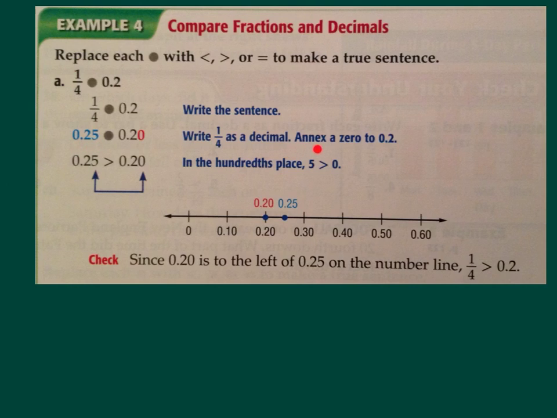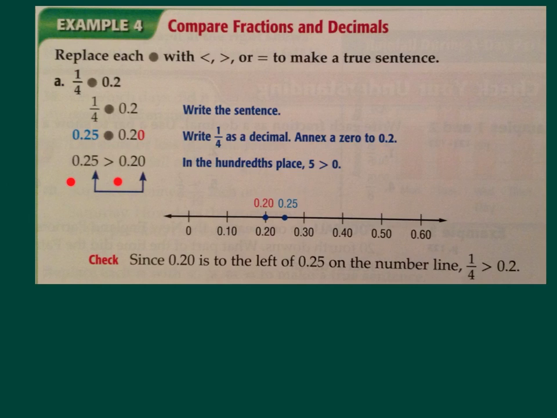Now you can see what they've done here is they've annexed a 0 to 2/10. All that means is they added a 0 at the end of this decimal. You can always add zeros at the end of the decimal and it doesn't change the value. Okay, when we had 2/10, that's like 2 dimes. When we have 20 hundredths, it's like 20 pennies. It's worth the same. Okay, but once we have the same number of digits in the decimals, now it's easy to compare them.